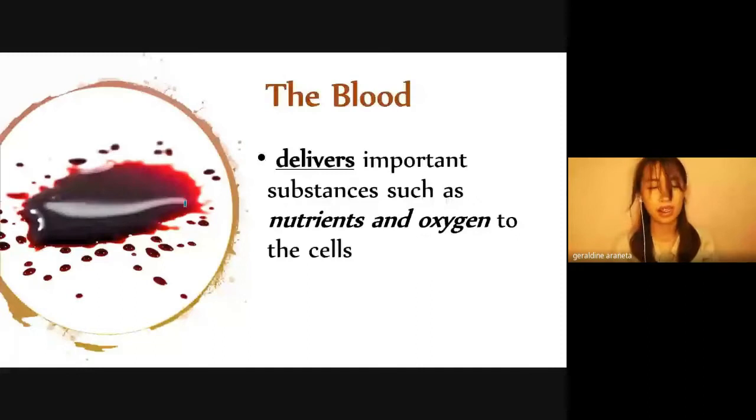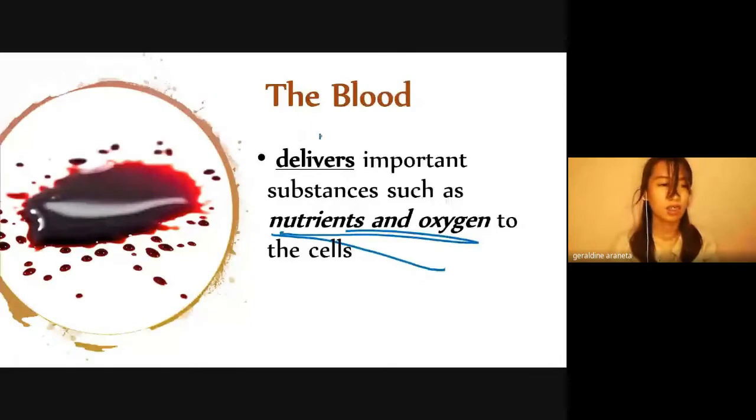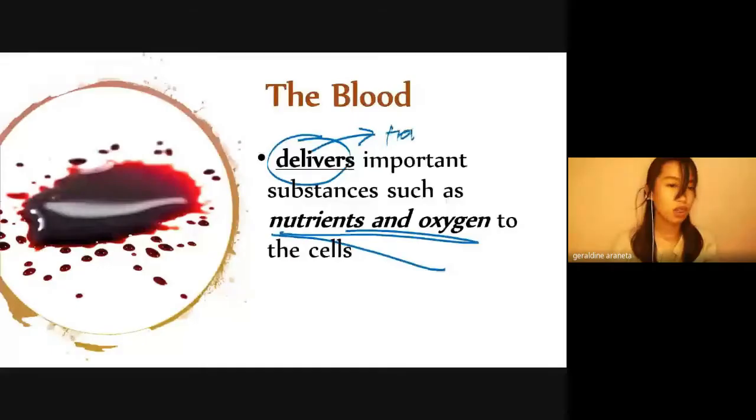So, let us talk about the blood. The blood is the one that delivers important substances such as nutrients and oxygen. Nutrients and oxygen. So, anong ginagawa niya? Nagde-deliver siya. So, ibig sabihin, tinatransport niya yung important substances to the different cells in the body.